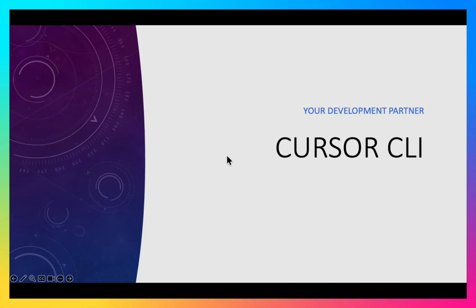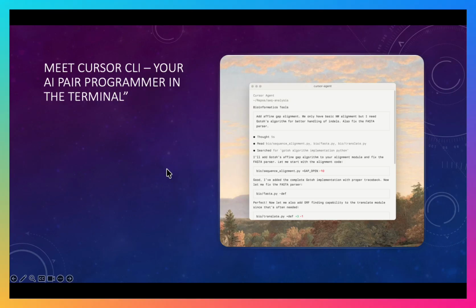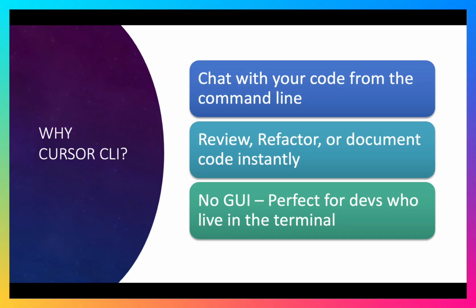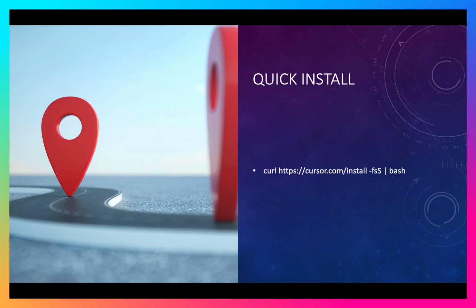Hello everyone, today I'm going to talk about Cursor CLI. Cursor CLI is your AI peer programmer in the terminal. Most developers like to code from the terminal or do compilation from the terminal. So this tool can be used to review, refactor, or document your code instantly. There's no GUI needed, so it's perfect for developers who use the terminal for coding tasks.